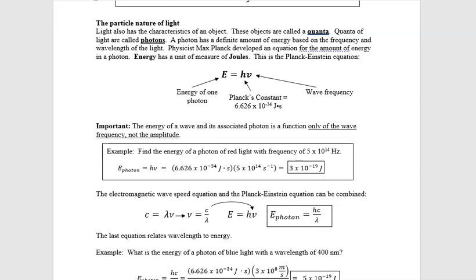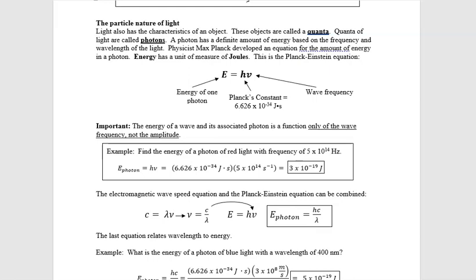Okay, this equation is the Planck-Einstein equation. So here it is. It's the energy. The E represents the energy in one photon, and that equals a constant called Planck's constant. And you can see it's a very tiny number, 6.626 times 10 to the negative 34th. It's about the smallest constant there is in science. It's a very, very tiny number. And then, of course, there's nu there at the end. That's the frequency of the wave.